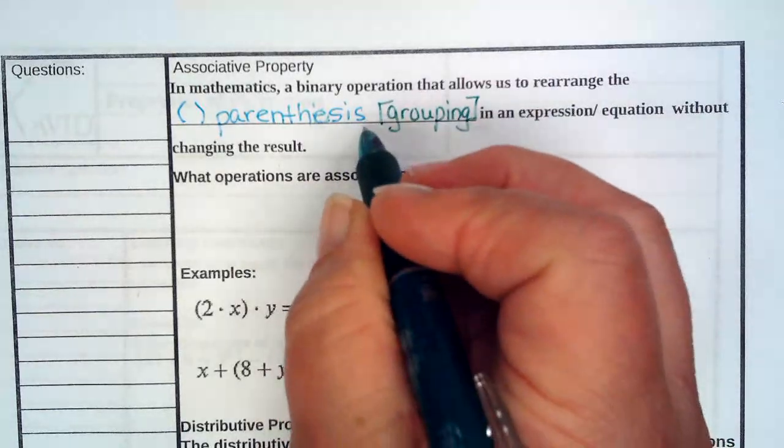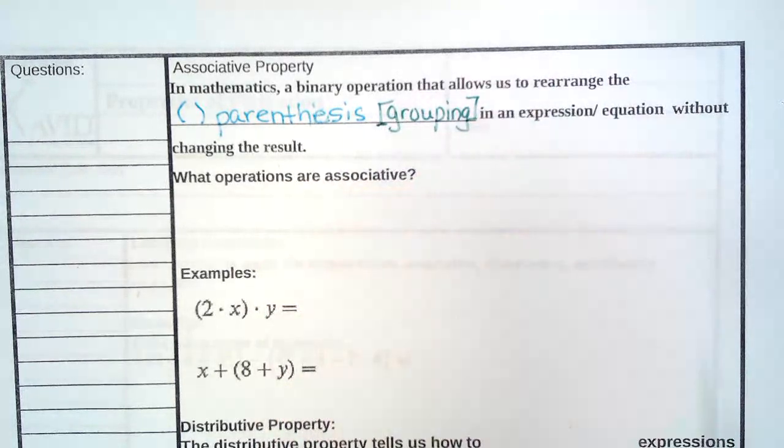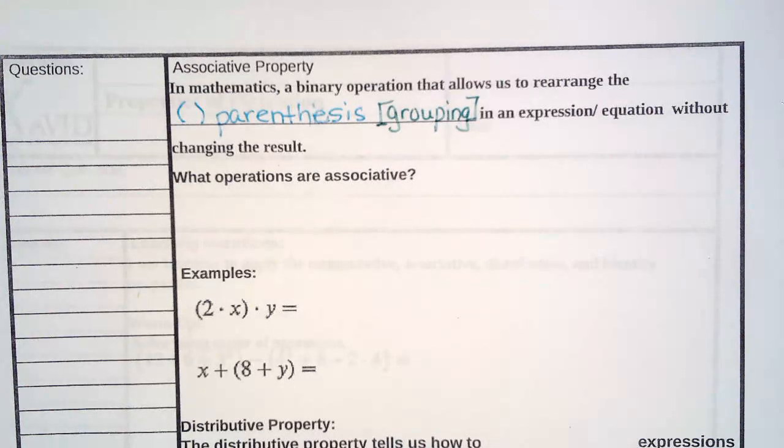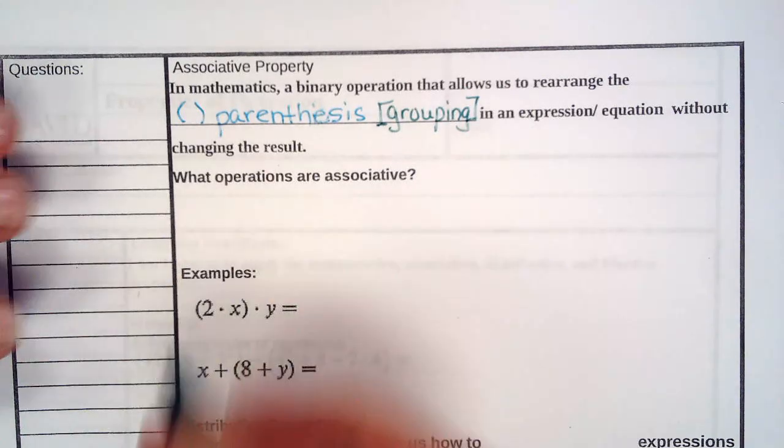In an expression without changing the results. Okay, let's think about which operations will be associative. Would addition be associative? Does it matter which I add together first? It doesn't matter, so we know that addition would be associative.